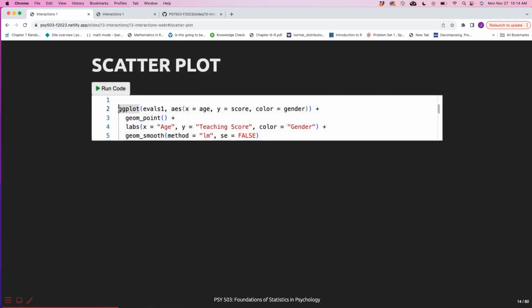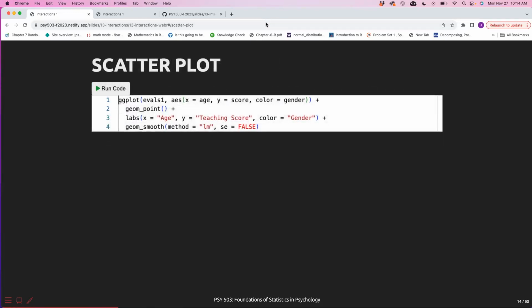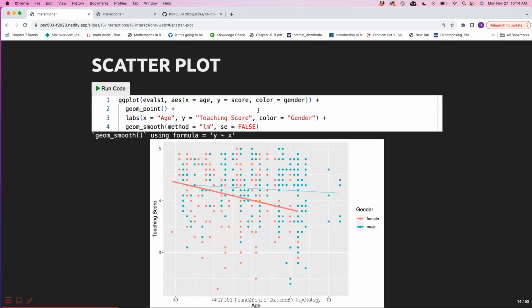So as a first step, let's go ahead and look at the scatter plot for our data. This is the scatter plot that's produced, right? So we have age on the x-axis, and then we have teaching score evaluations on the y-axis, and then we have two slopes for gender. One for females and one for males here. So given our question, what do you think the answer is to our question before we do any statistical analysis?